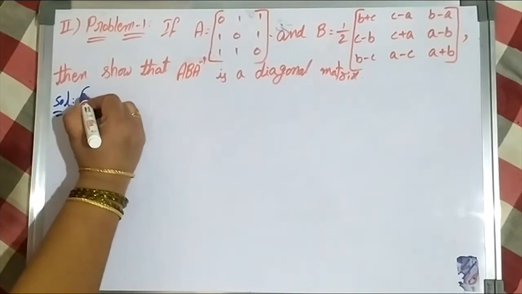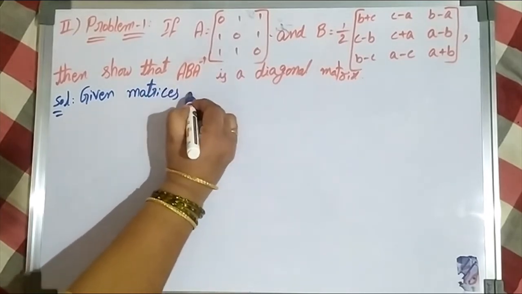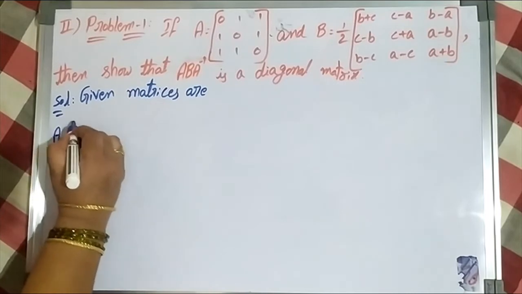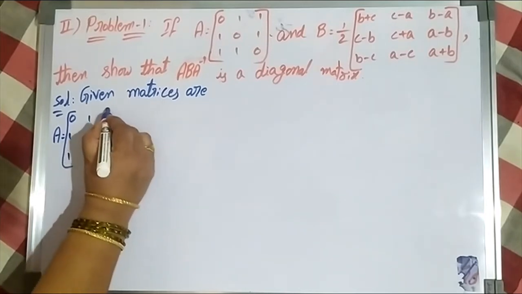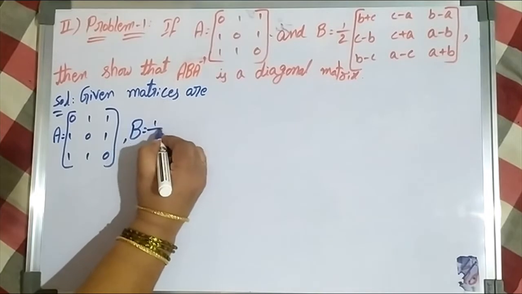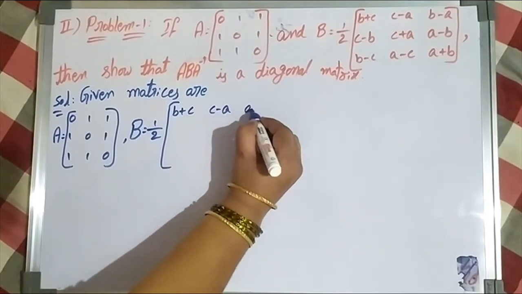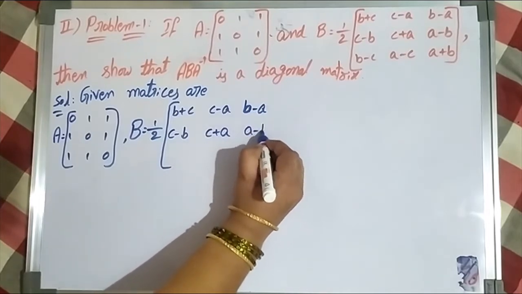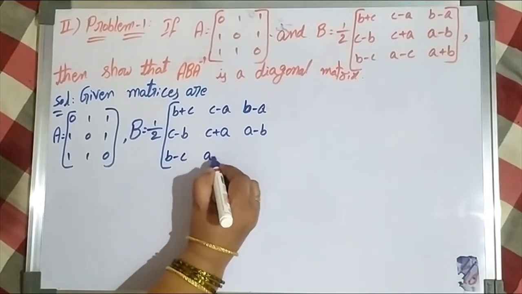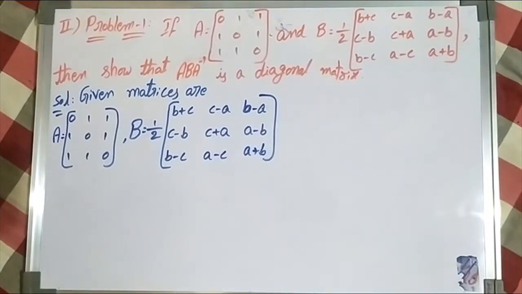First write down the given matrices. Matrix A equals [0 1 1; 1 0 1; 1 1 0] and matrix B equals half into the matrix [B+C, C−A, B−A; C−B, C+A−B, B−C; A−C, A+B]. These are the given matrices. Then we have to show AB, A inverse is a diagonal matrix.